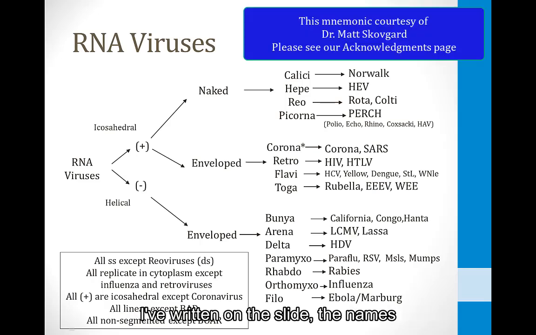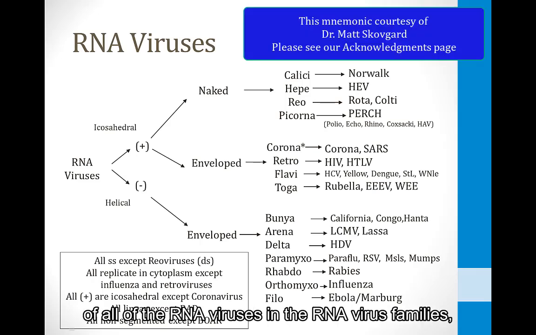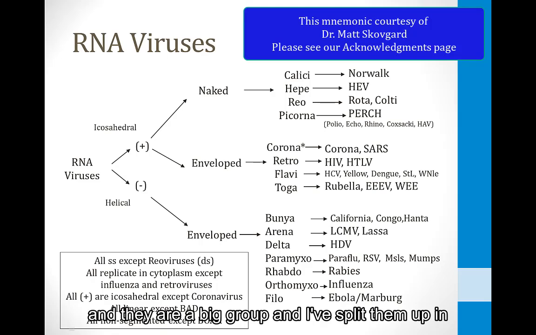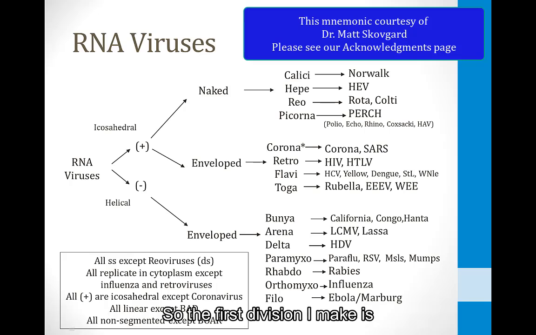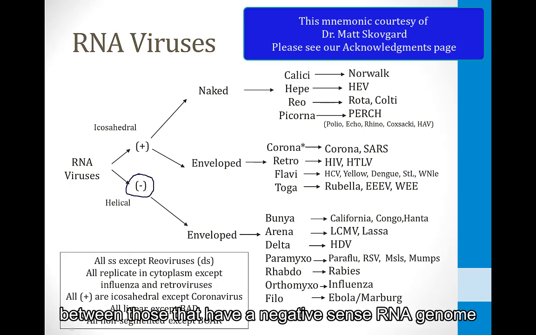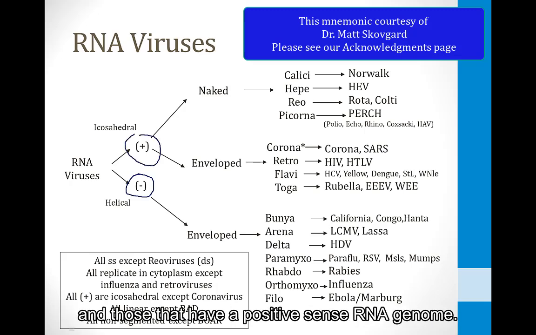I've written on this slide the names of all of the RNA viruses in the RNA virus families, and they are a big group, and I've split them up in some very specific ways to help you keep them all straight. So the first division I make is between those that have a negative sense RNA genome and those that have a positive sense RNA genome.